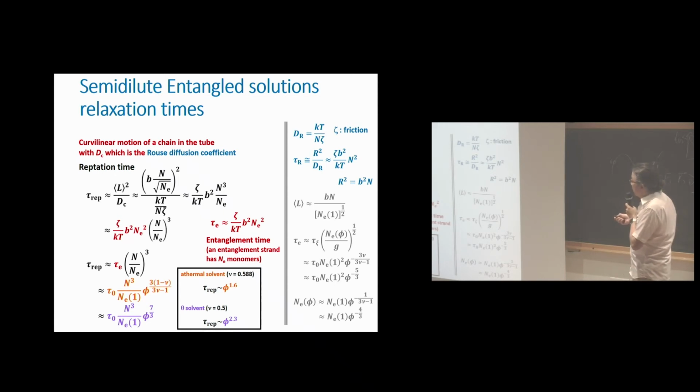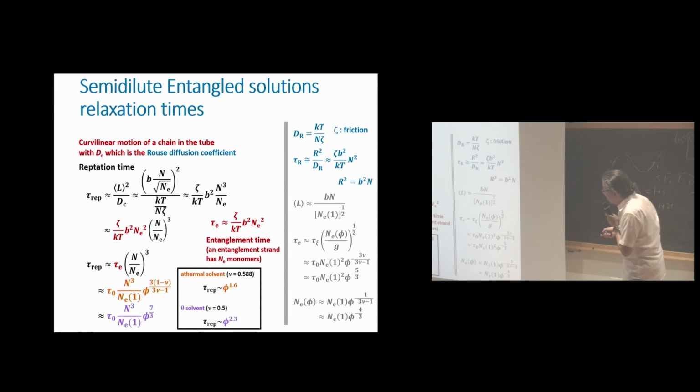Professor Doi showed that this is kT over N zeta. This is the friction, so each monomer feels the friction, so you need N here. And the tube length is here. I saw that for the melt, but basically it's the same. This is the case for melt. You can use it here, Ne phi. And then we calculate this, and we can rewrite it this way.